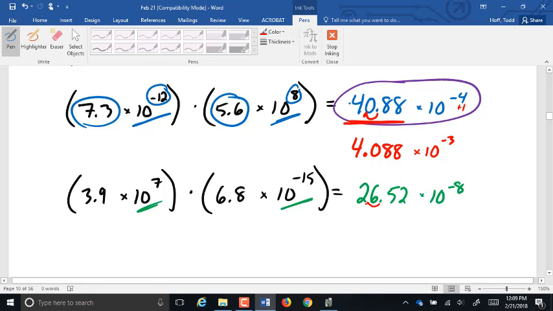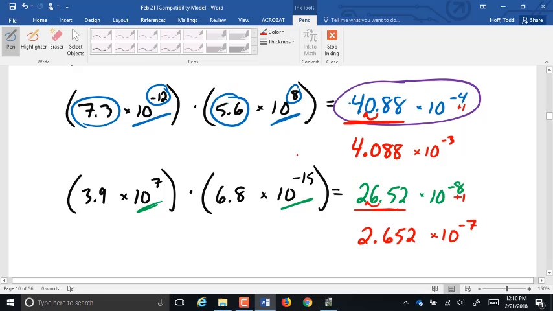Once again, there's 2 digits in front of that decimal point, so I have to move it over. That gives us 2.652. This number got smaller by 1 decimal place, so our power of 10 gets larger by 1. Negative 8 plus 1 is negative 7.